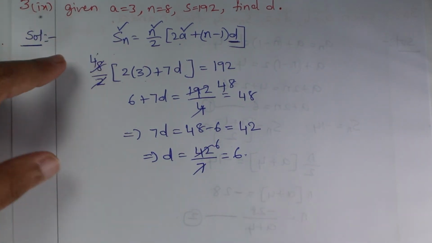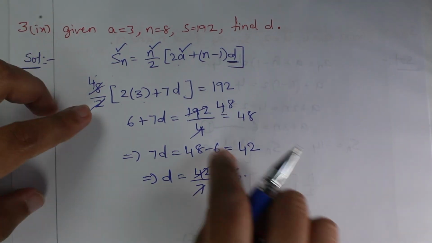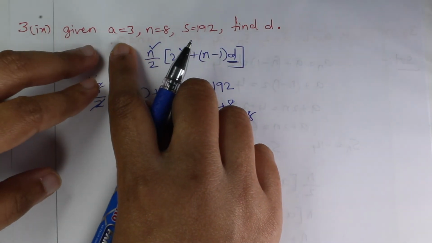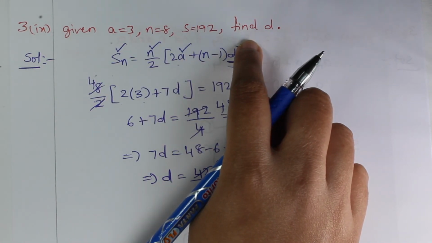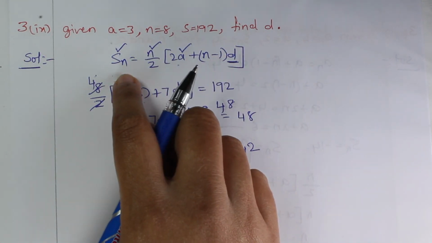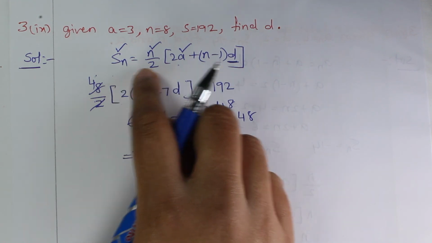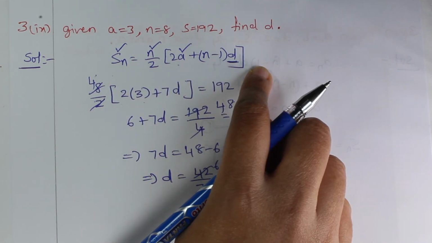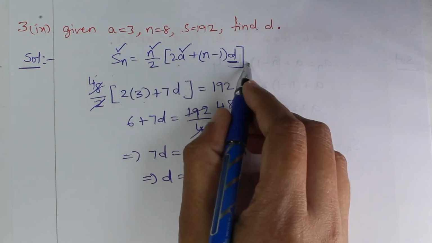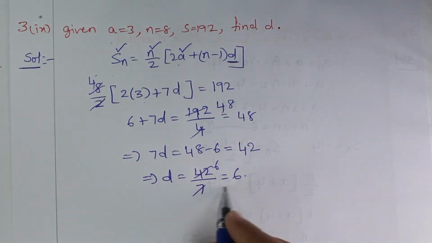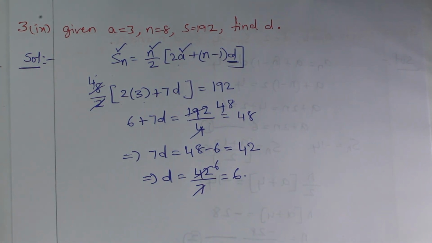This is a small problem. Here he has given the values of Sn, n and a. We have to find out the value of d. So we know the formula of Sn, right? n by 2 into 2a plus n minus 1 into d. I have substituted the values of Sn, n and a in this equation and solved for d. I got the answer of d as 6.